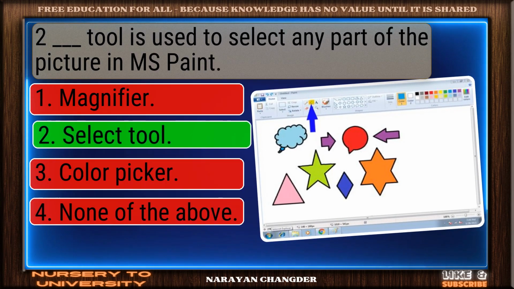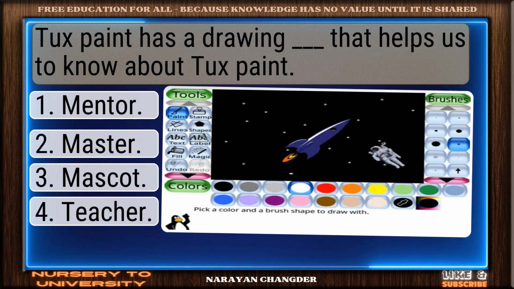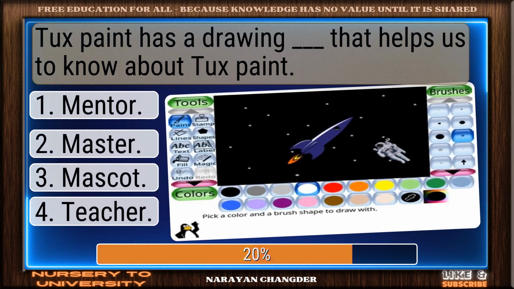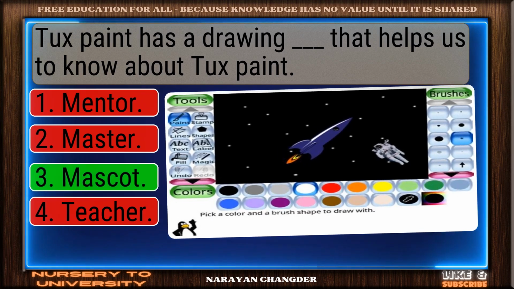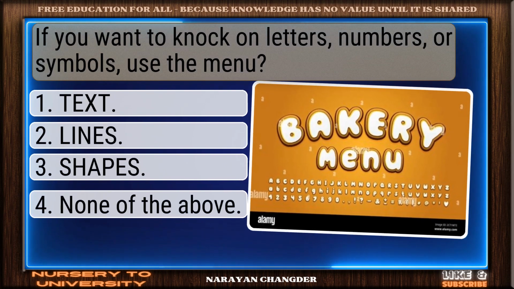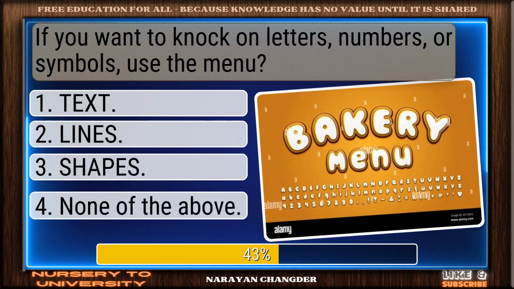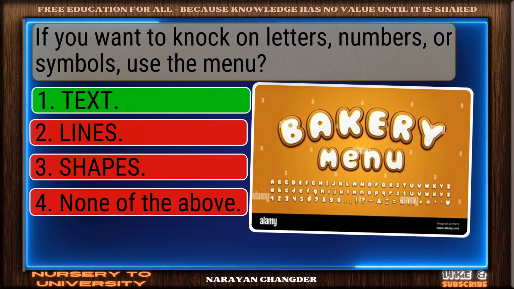Clear logic. Select tool is sound. TuxPaint has a drawing dash that helps us to know about TuxPaint. You got it. Mascot fits. If you want to knock on letters, numbers, or symbols, use the menu. Nicely done. Text is solid.